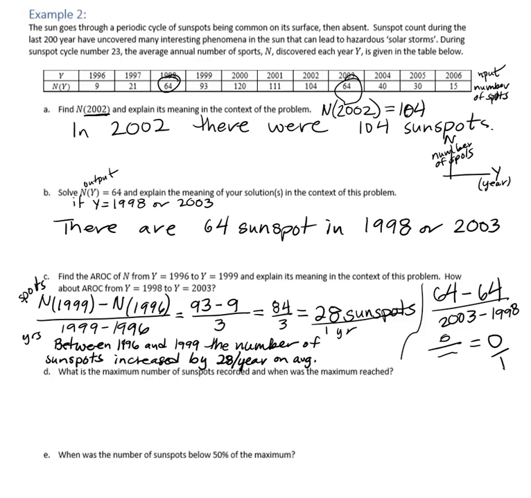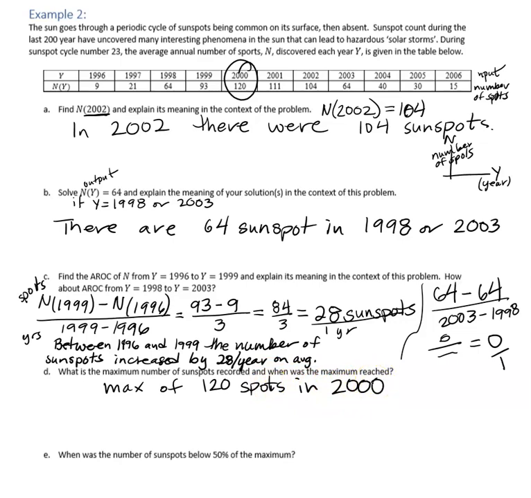All right, part D, what is the maximum number of sunspots recorded and when was the maximum reached? So this is like a local maximum question. There's a lot more data, so there could be a higher global maximum. But according to my table, if I'm looking at the number of sunspots in the bottom row, the biggest I see is 120. So our maximum is 120 spots in the year 2000. So that was our maximum.